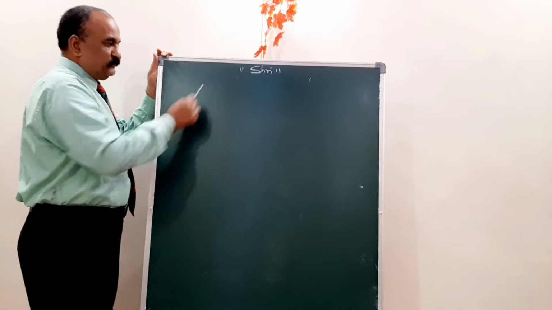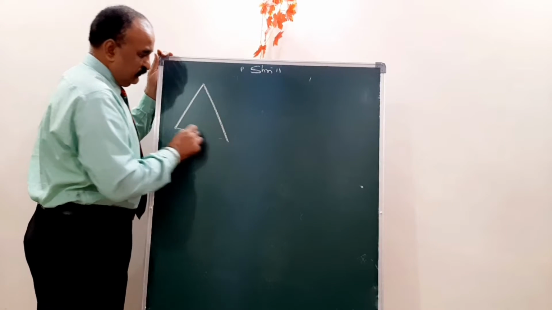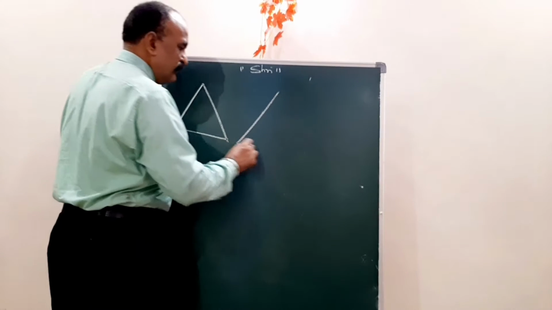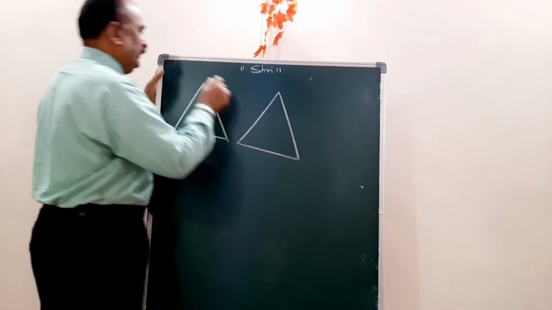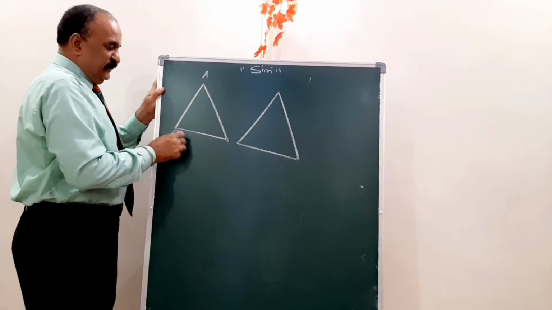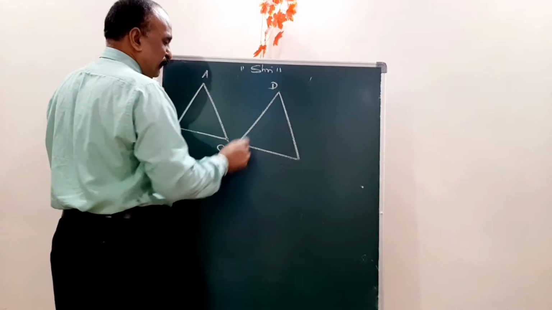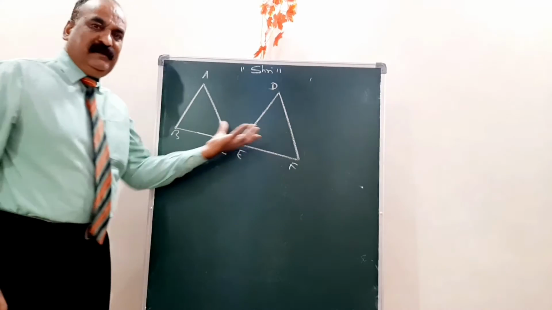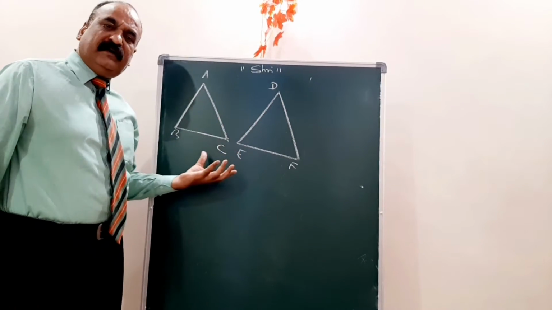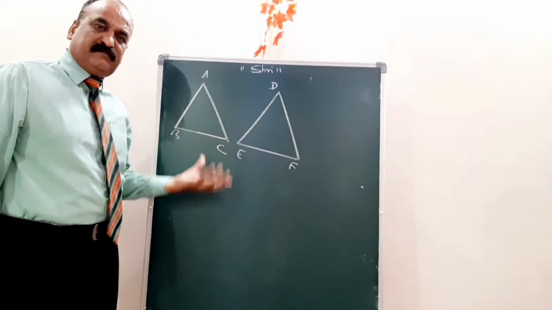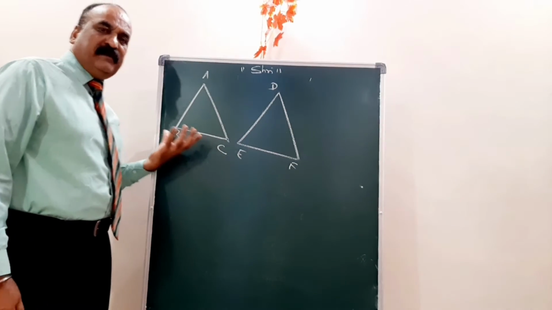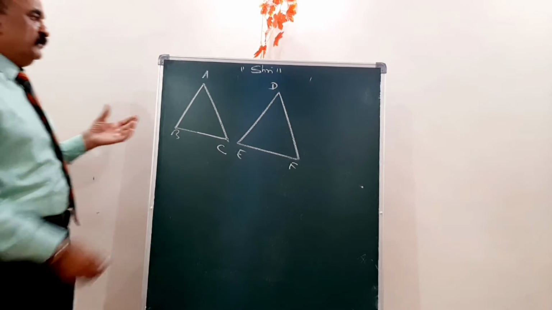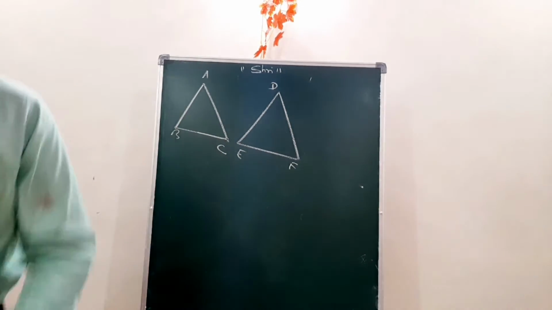Suppose ABC and DEF are two triangles, and these two triangles are similar. I have discussed already so many questions about exercise 6.2 also. Now the question from exercise 6.3, ABC.